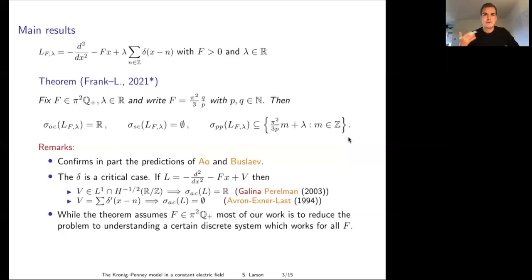I should also say that this periodic perturbation of the Dirac deltas here is in some sense critical. If you look at the Stark operator perturbed by a periodic potential V, and this V is somewhat nicer than the Dirac deltas, for instance, L1 and H minus 1/2, then it's known that in general you have AC spectrum covering the real line. While if you go slightly worse regularity than the deltas, so delta prime is essentially where we end up, then you have no AC spectrum. And this was proven by Perelman in 2003 and Avron-Exner-Last in 1994, respectively. So we're on the very boundary of regularity here, even though the deltas are not regular at all.